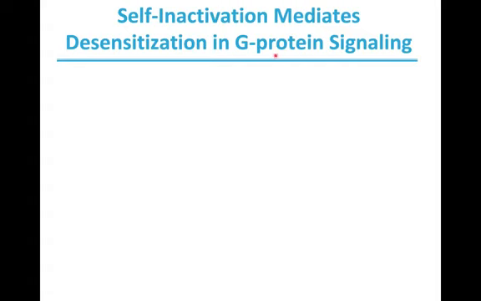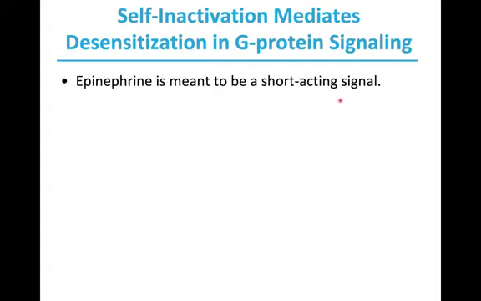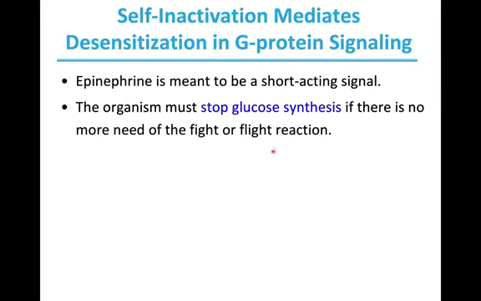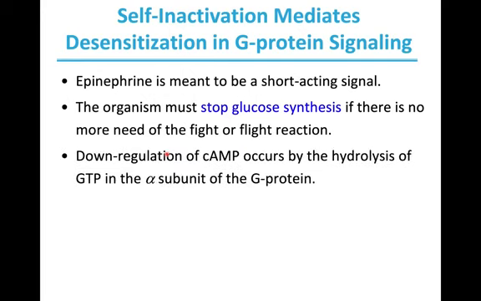Self-inactivation mediates desensitization in G protein signaling. Epinephrine is meant to be a short-acting signal. The organism must stop glucose synthesis if there is no more need of the fight or flight reaction, right? That is the very reason why epinephrine signaling is initiated, to have a fight or flight response for the organism. If there is no more requirement of the fight or flight response, the organism doesn't require more glucose in the blood. And so it must stop epinephrine signaling. And how can an organism achieve this?